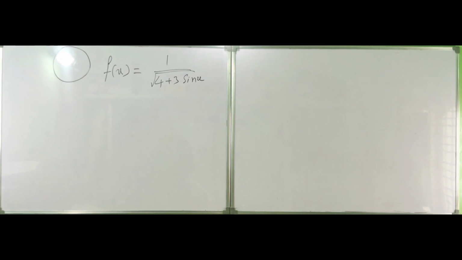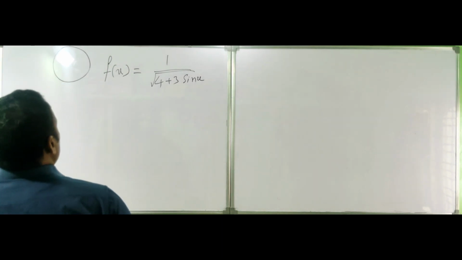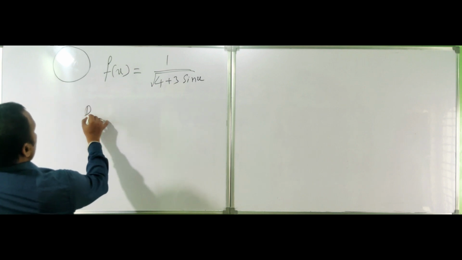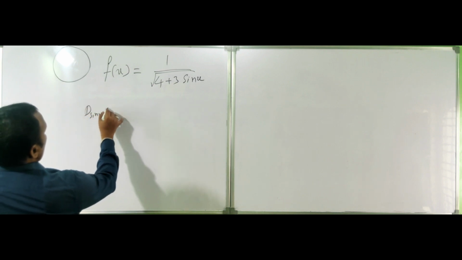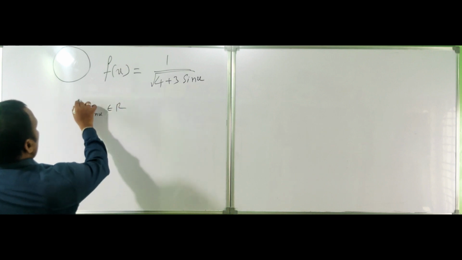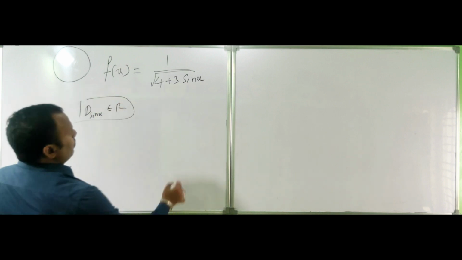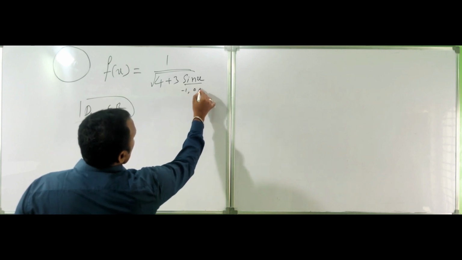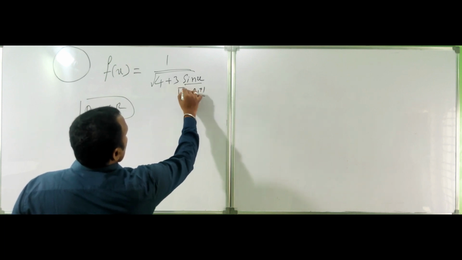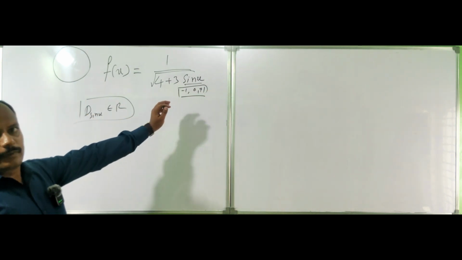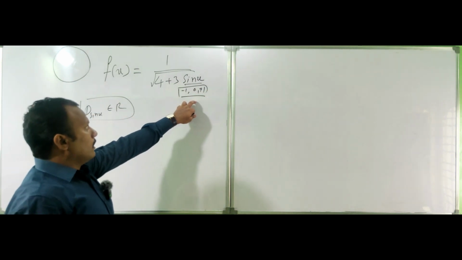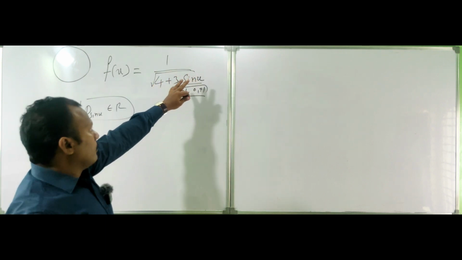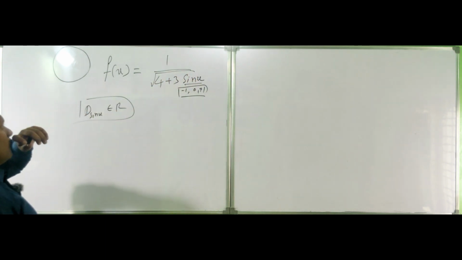See, find domain and range of the function here. The domain of sin x belongs to R. Put any values of R here. You can put 0, you can put minus 1, 0 and plus 1. You get some real values. So you can again get a real number. So the domain of sin x is equal to R.